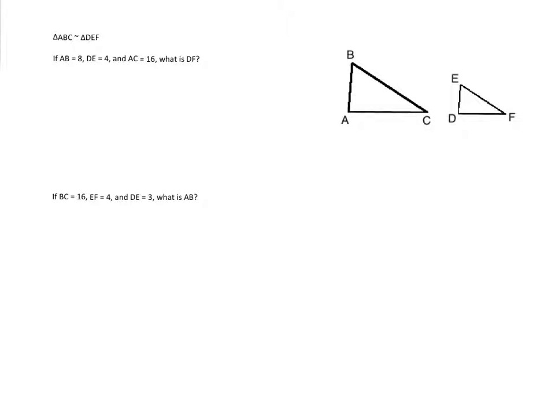All right, here are some other problems related to similar triangles, and we're going to use a different method to find it. So here, AB is 8, and DE is 4, and AC is 16, and we're trying to find DF. So another way to approach this is to set it up as a ratio. And the way we're going to do that is we're going to say, okay, we have two fractions we're going to set equal to each other.